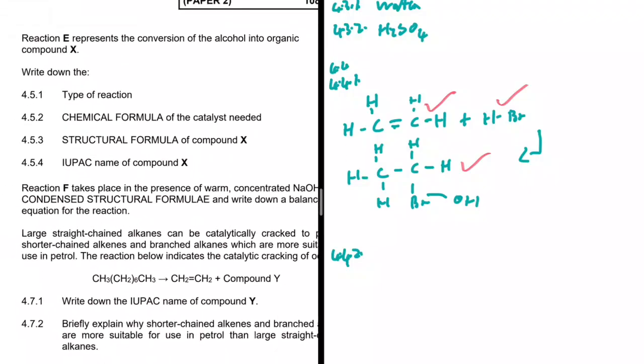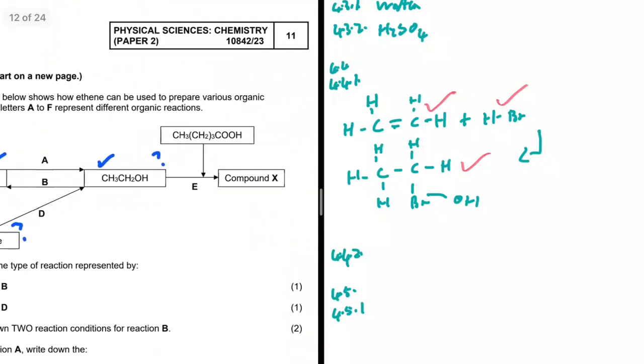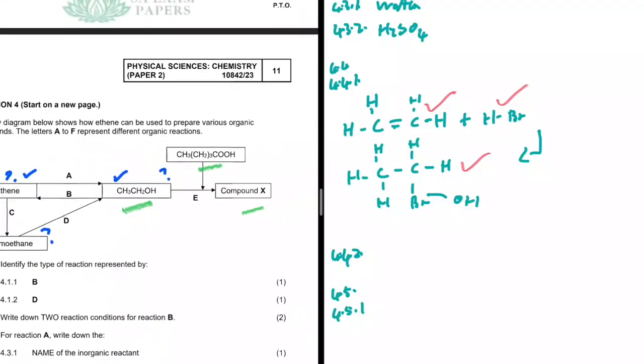4.5, let's go ahead and take a look. So we are now concentrating on reaction E. Okay, let's see what the first question says. Type of reaction. Reaction E represents the conversion of the alcohol into organic compound X. So we start with an alcohol, as we can clearly see, and then we add what looks like an acid to get compound X. So something should come to mind when we talk about alcohol plus acid. This is clearly an esterification. So the answer to 4.5.1 is esterification.